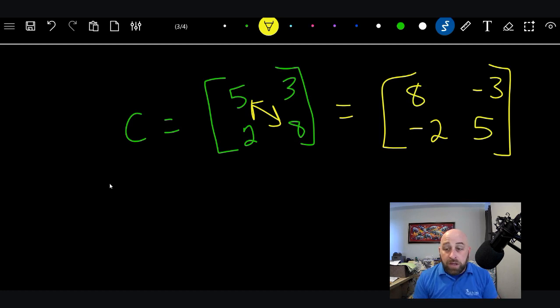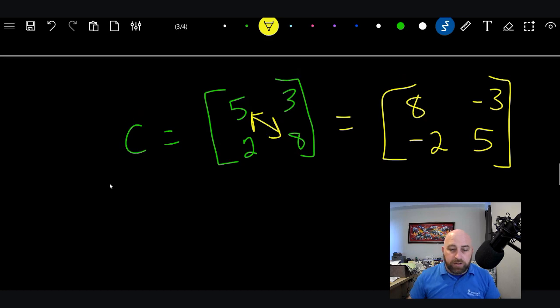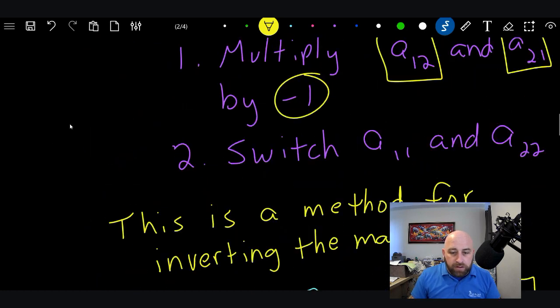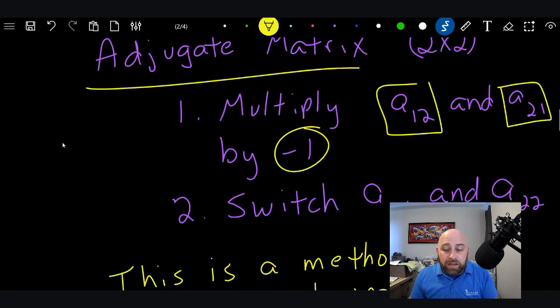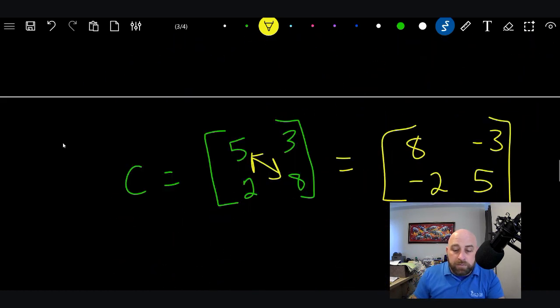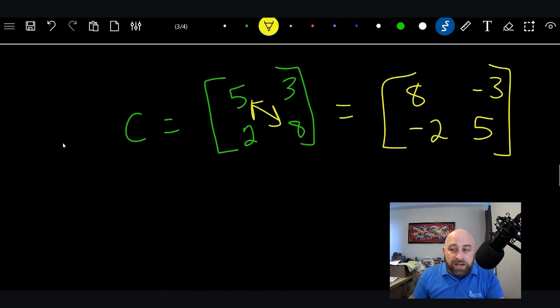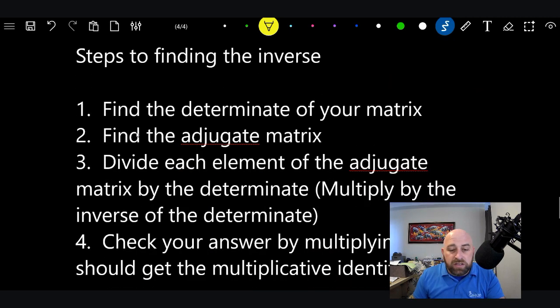Okay, what we have done is we have created what's called an adjugate matrix. Okay, there it is right there, that word, adjugate matrix. That is a step. Basically, here's what it is. It's a shortcut to us finding the inverse. Okay, so now if you can find the adjugate matrix, then you can go to the next step, which is finding the inverse. All right, so let's go ahead and talk about the inverse.